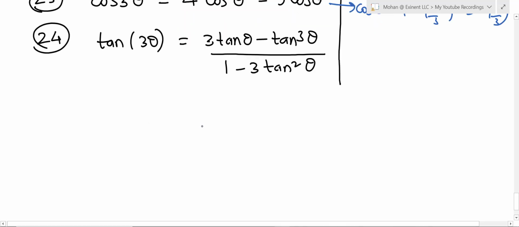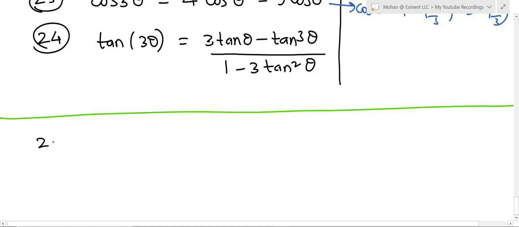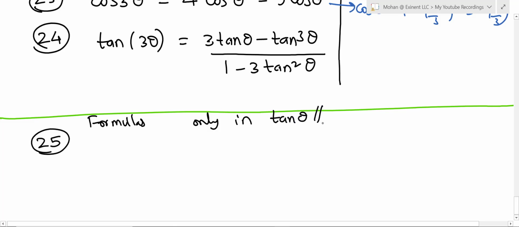Next, the most important thing which we use a lot in integration, that is writing sine theta and cos theta in terms of tan theta. That's quite important and quite useful in several areas. Try to get that point. What happens if I wanted to write only in tan theta? So, formulas only in tan theta. Try to get my point.